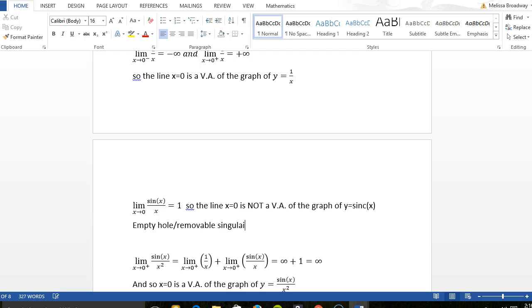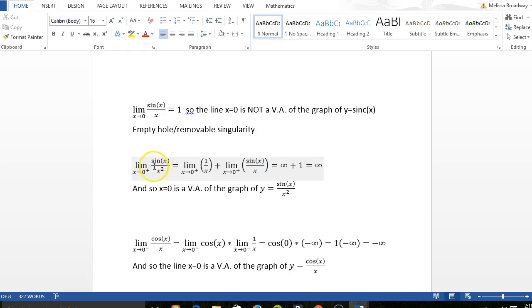Give me a sec, sorry about that. So there's that, and I can't spell it, it corrected it for me. There it is. Actually, I can spell okay. I can spell reasonably well, but anyway, I didn't do it this time. So removable singularity. Moving on.